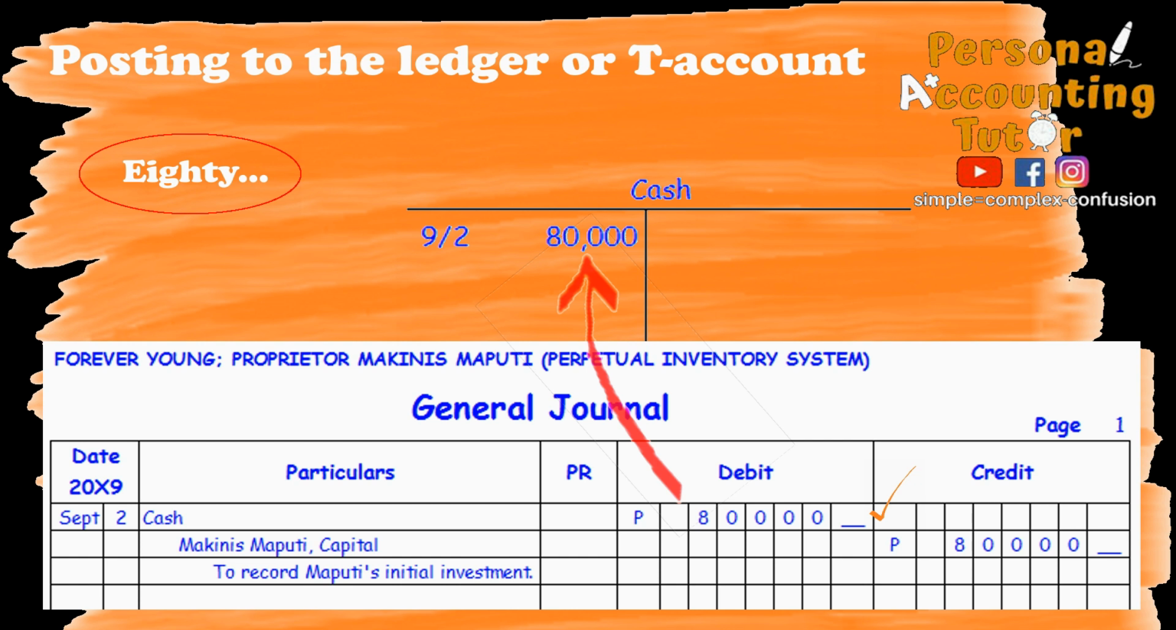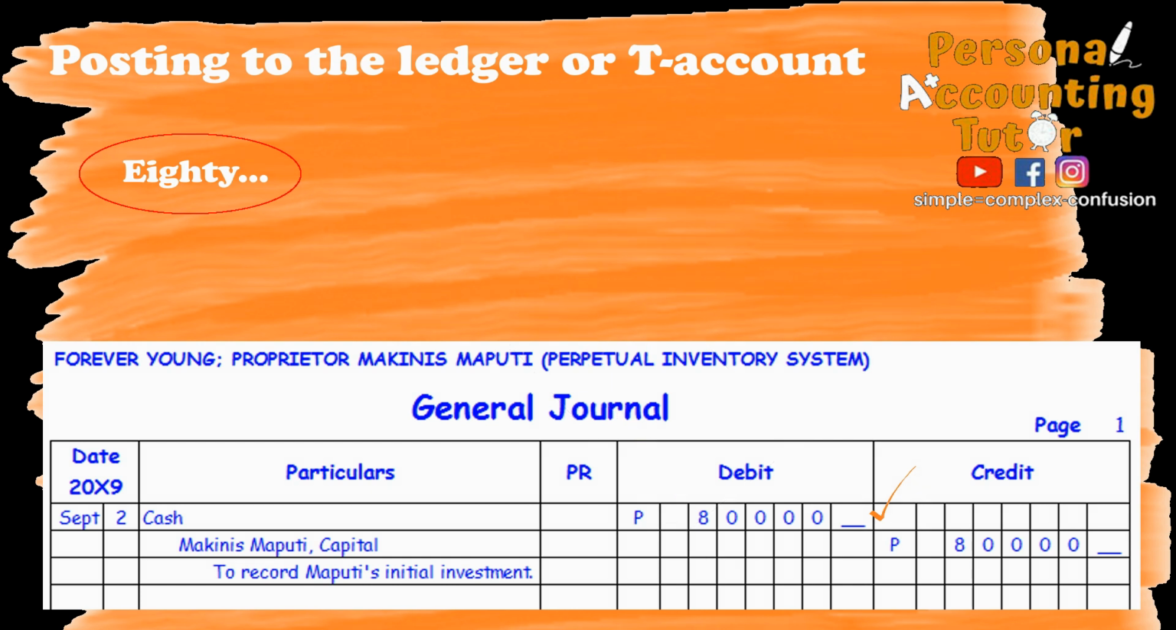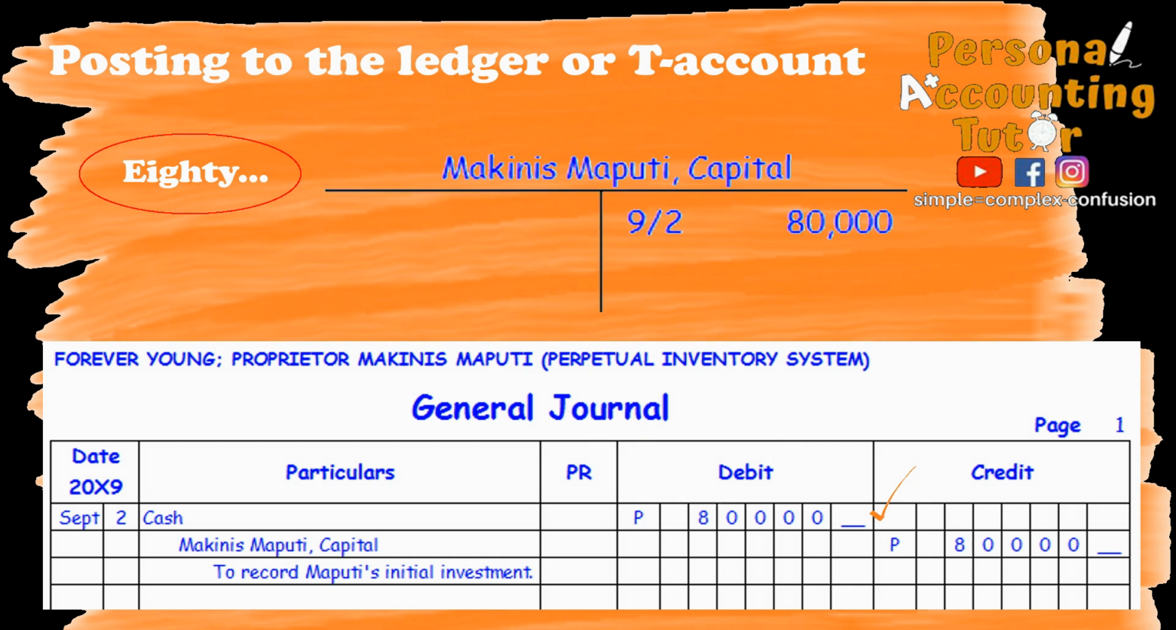Next is the credit to Makinis Maputi, capital. In the capital side that you assigned earlier in the paper, create a T account for Makinis Maputi, capital, and then post or put the 8,000 in the credit side of the T account because it says in the journal entry credit. That's it. Perfect.